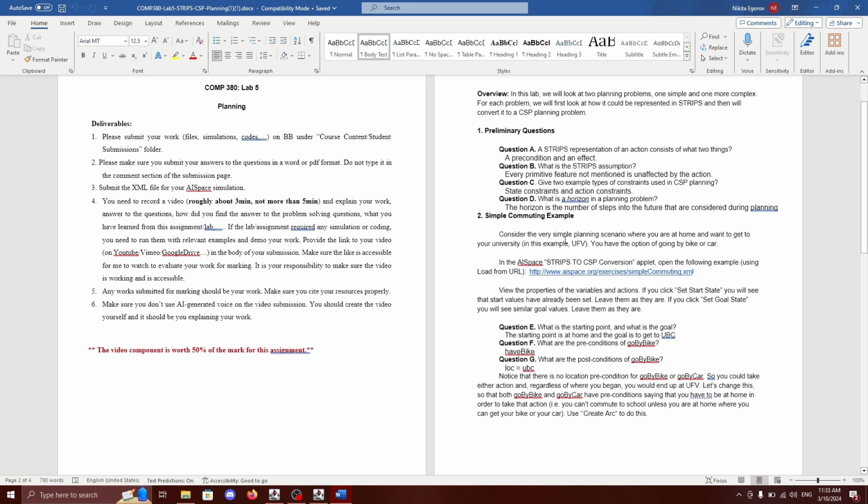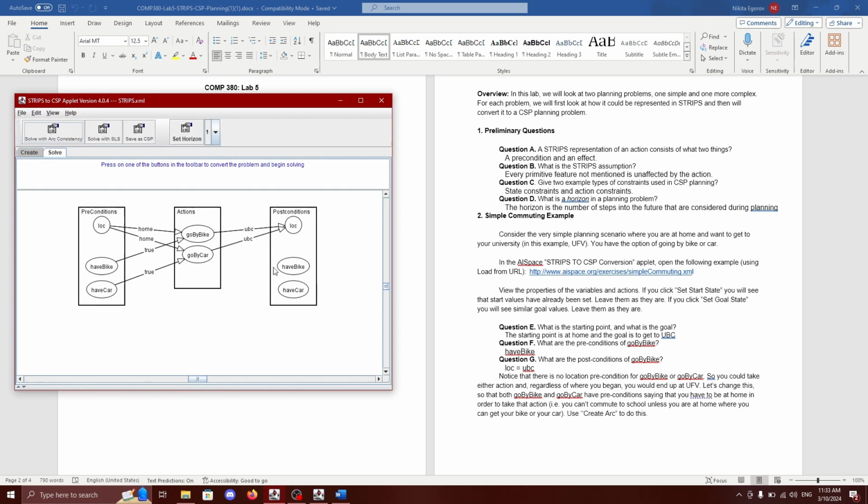Part two, we use this simple commuting example and answer some questions. So the starting point is at home, and the goal is to get to UBC. The preconditions of go by bike in the initial problem are just have bike. So this is added later on, but yeah. So question F, preconditions of go by bike is just to have a bike.